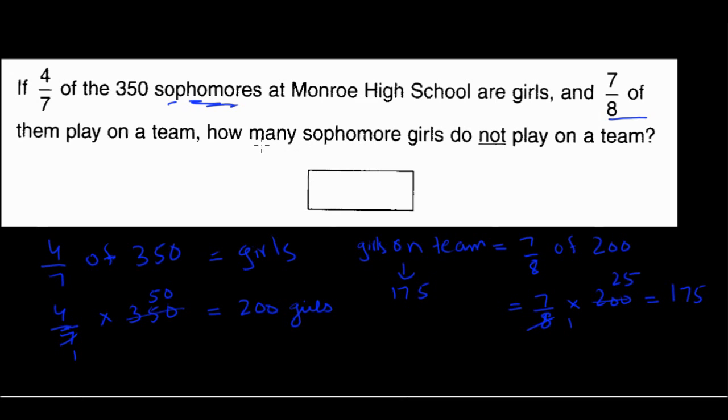Let's see what the question is asking. How many sophomore girls do not play on the team? Okay, so always be careful. See what the question is actually asking. We don't want to know how many girls are playing on the team. We want to know how many are not playing on the team. So total is 200. 175 are on the team. So 25 are not on the team. And you enter 25 here. Alright, good.